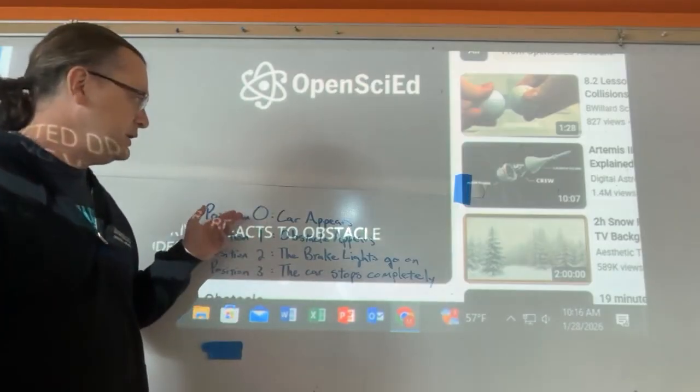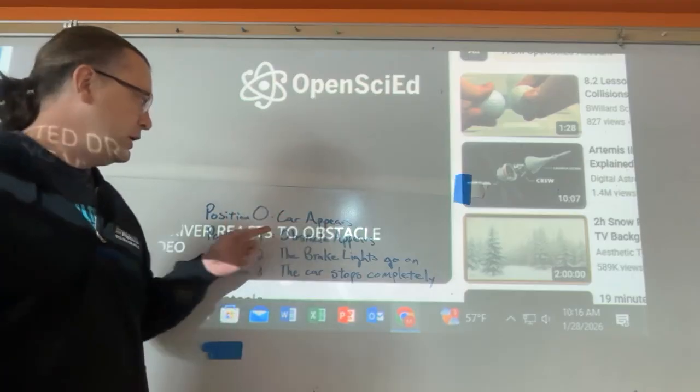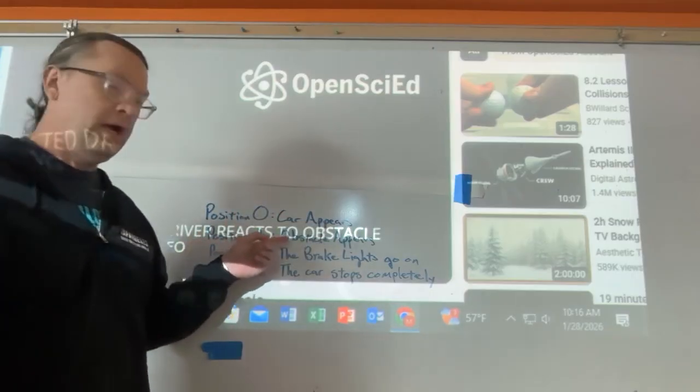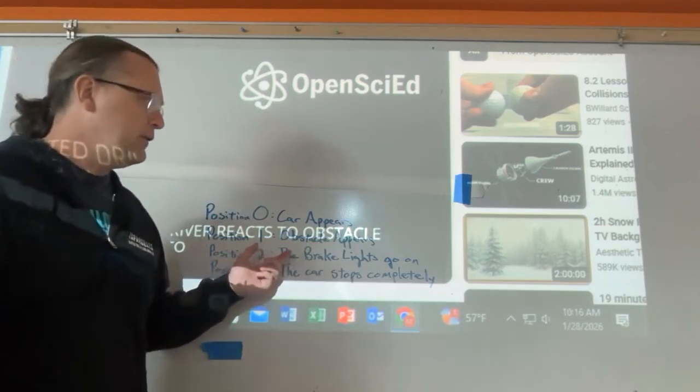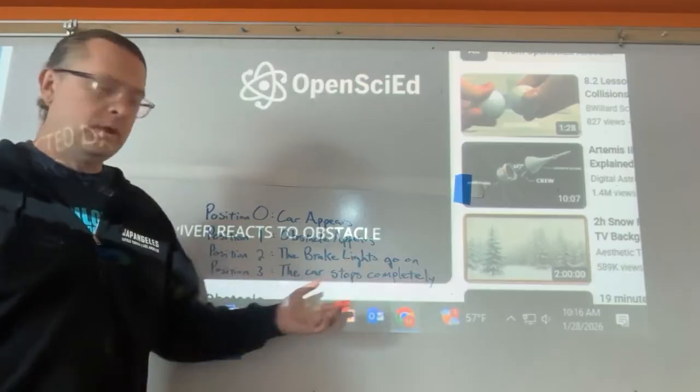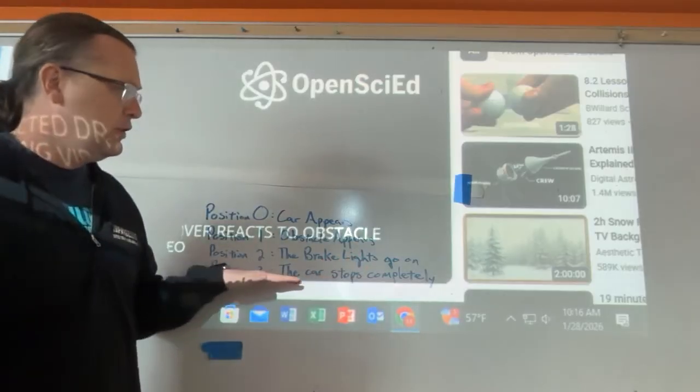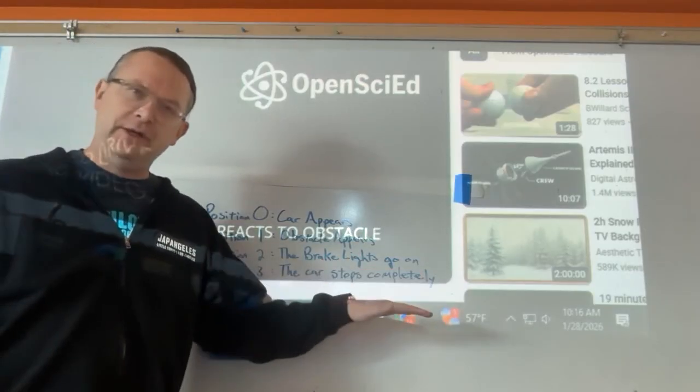At position 0, the car appears. At position 1, an obstacle appears. At position 2, the brake lights go on. And at position 3, the car stops completely.